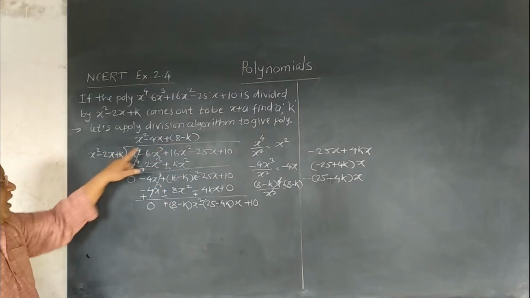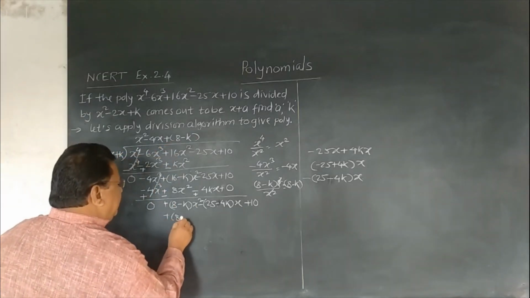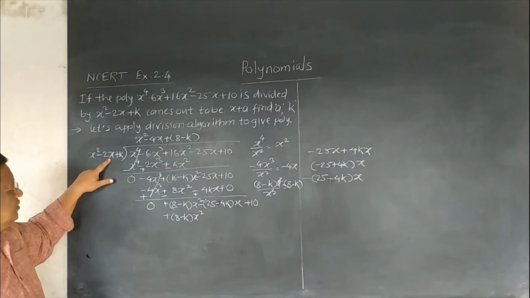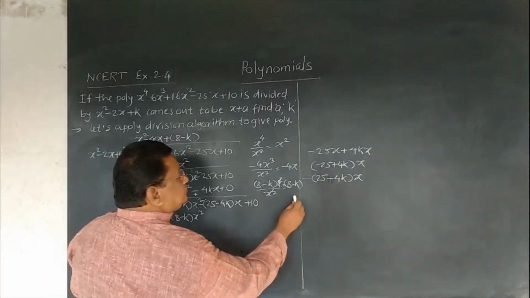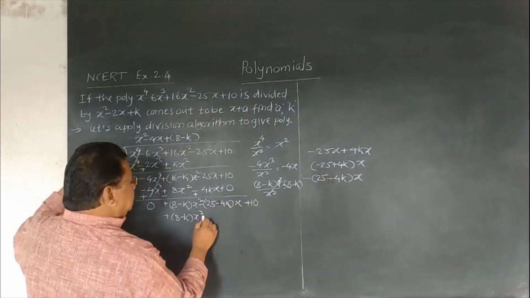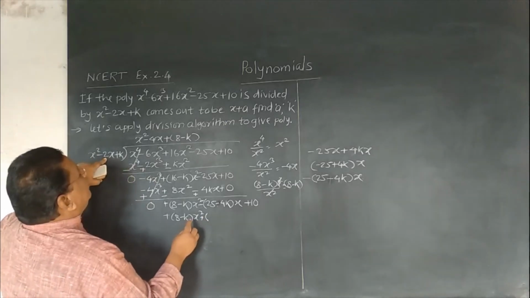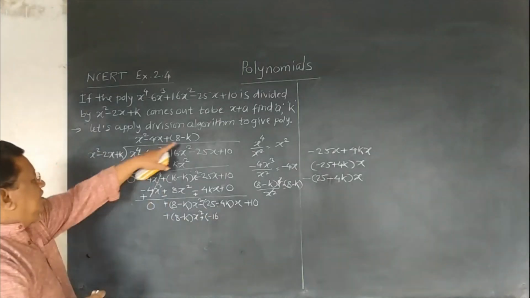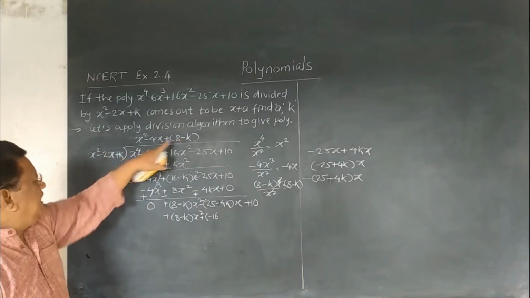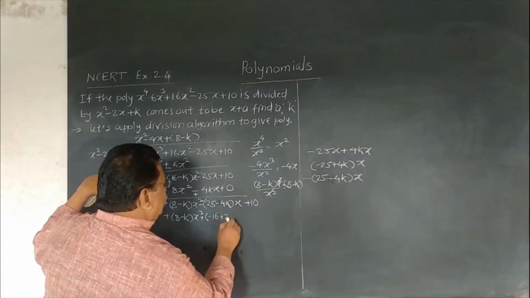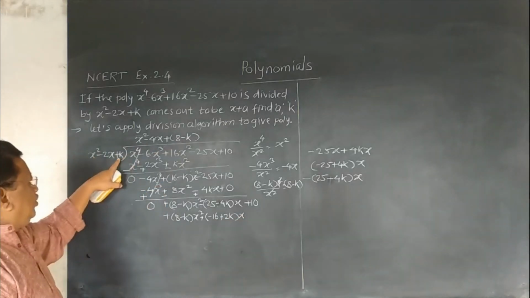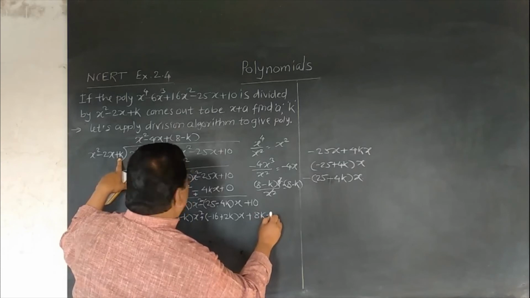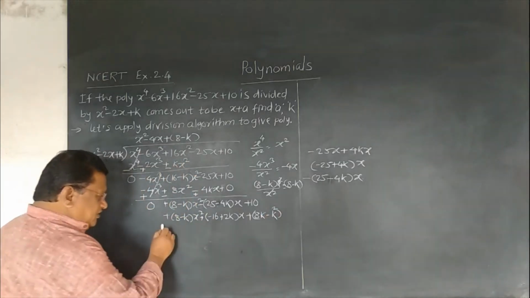Now multiply each and every term by 8 minus k. So plus 8 minus k x square. 8 minus k into minus 2x. So minus 2 into x. Minus 2 into 8, minus is equal to plus in bracket minus 16. Minus 16. Minus 2 into minus k, plus 2kx. Product of this. So what? Plus 8k minus k square. Again change the sign.